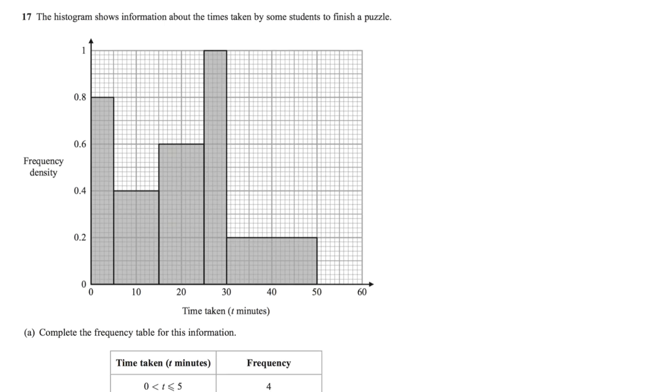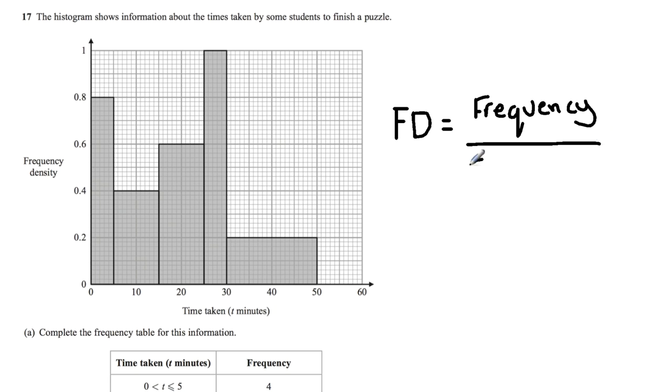Question 17. The histogram shows information about the times taken by some students to finish a puzzle. Complete the frequency table for this information. Now, what we need to remember is the frequency density equation. The frequency density equation was frequency density is equal to frequency divided by class width.